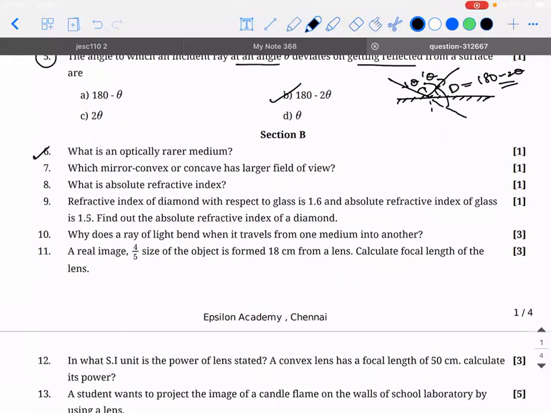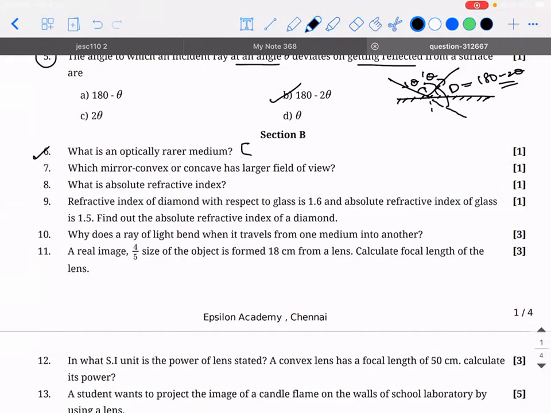At least this answer, guys, is an easy question. I've told this many times. How do you define optically rarer medium? So, if two media are given to you, how will you conclude which one is optically rarer and which one is optically denser? Simple question, guys. Why is no one speaking?